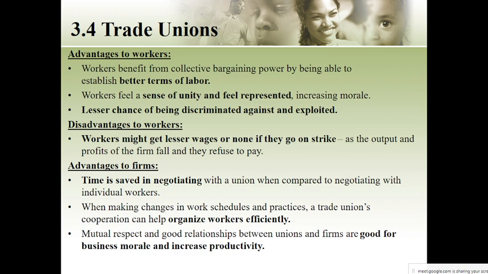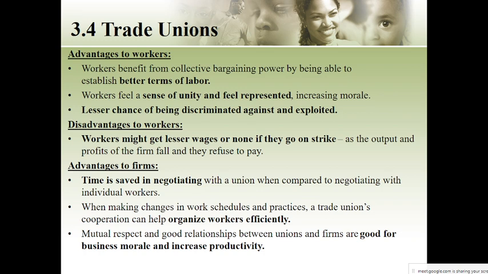The next topic is how trade union can be beneficial to the workers. Okay. First, workers benefit from the bargaining power by being able to establish better terms of labor. I think I should explain more. Is that so? The next, workers feel a sense of unity and feel represented. Got that? It will increase their morale. Lesser chance of being discriminated against and exploited. Those were the simple advantages.